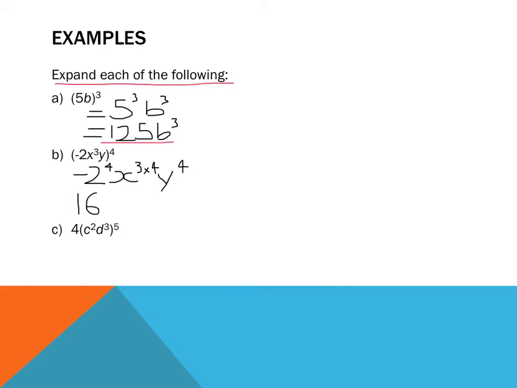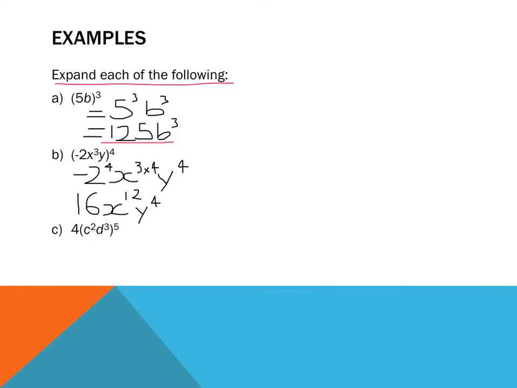Okay. x to the power of 3 to the power of 4. I know when I've got an indice and I'm raising it to another power, last lesson I learnt that I multiply my indices. So that one will be x to the power of 12. And then I had a y in there with no indice. That means to the power of 1. So y to the power of 1 to the power of 4, 4 times 1 is y to the power of 4. So my answer for negative 2x to the power of 3y in brackets to the power of 4 is 16x to the power of 12 y to the power of 4.